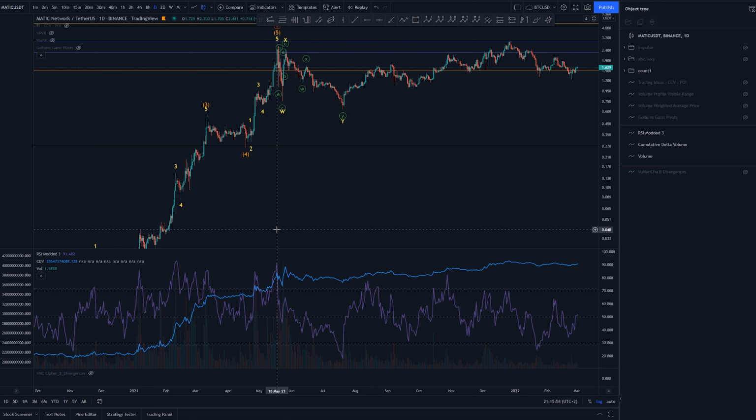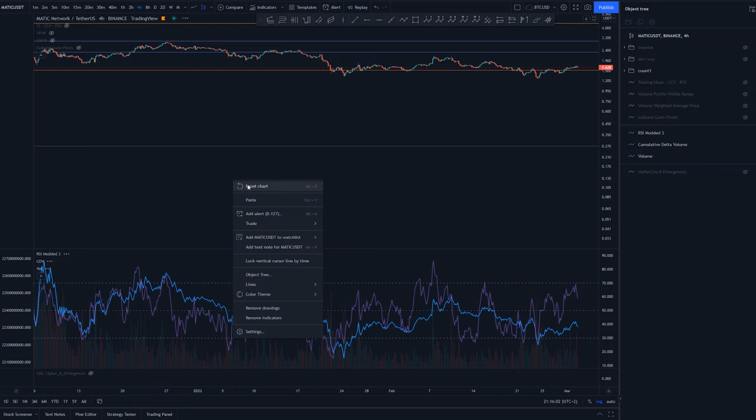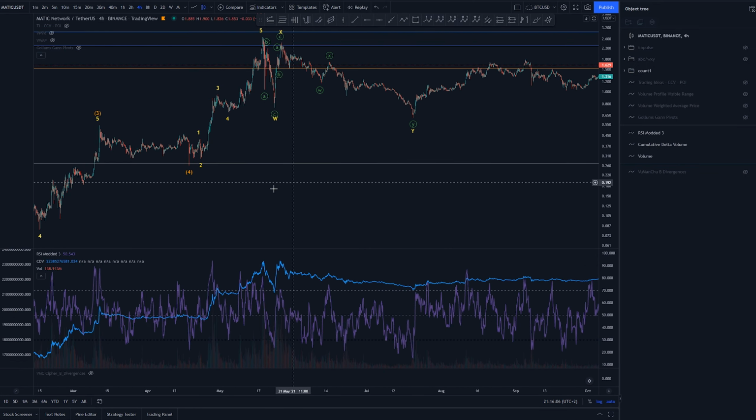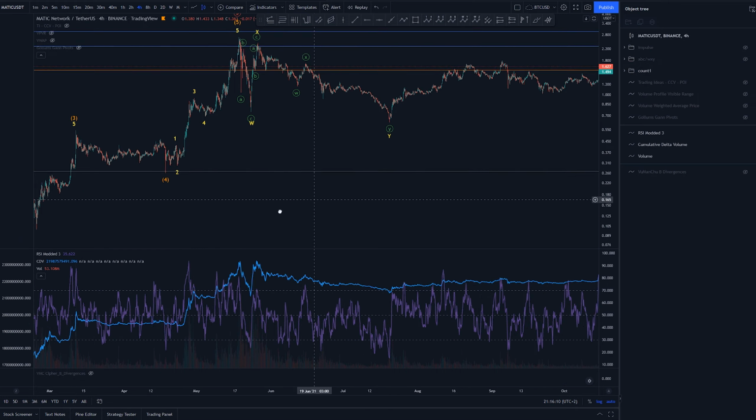Doesn't look like we actually got divergence on the 3rd and the 5th either, which is really abnormal though. Oh, we did on longer time frame. There we go. Which is good.